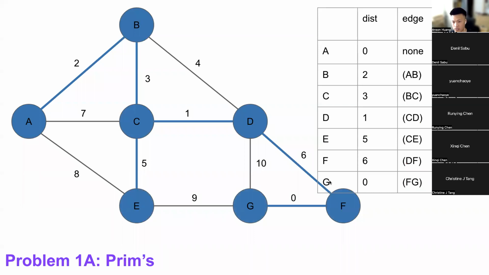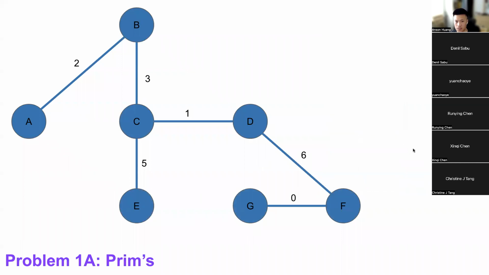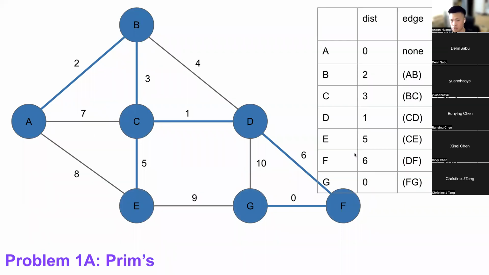And then next up, we look at G. Going from F to G is 0. So we're just going to mark that down. And finally, now that everything is processed, we have the minimum spanning tree. Any questions about this problem?